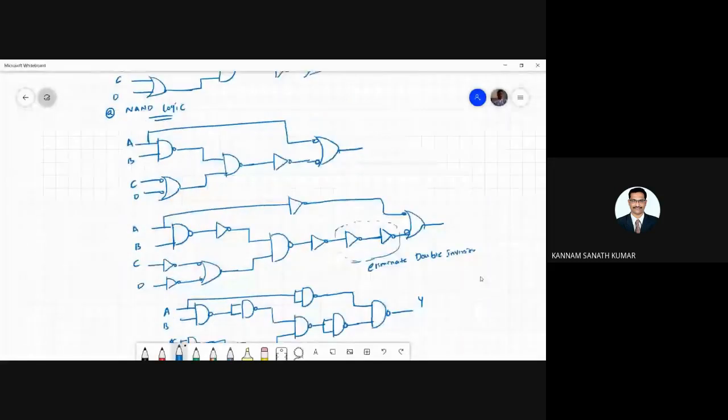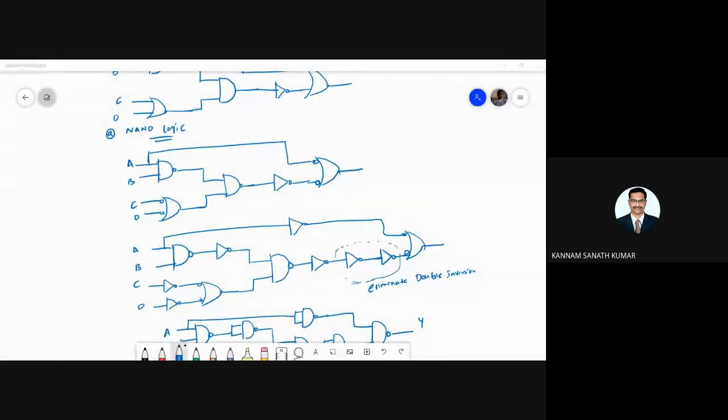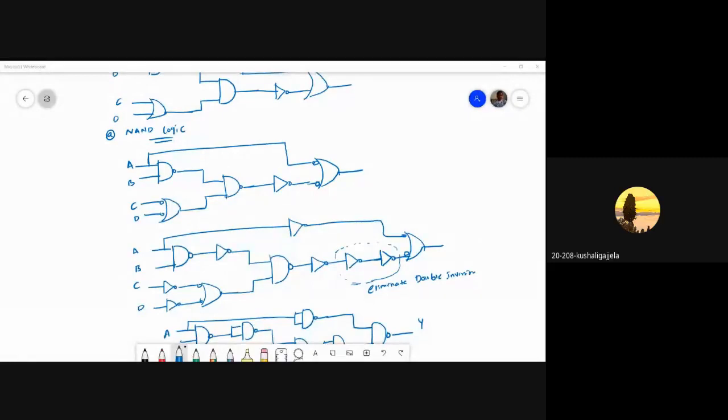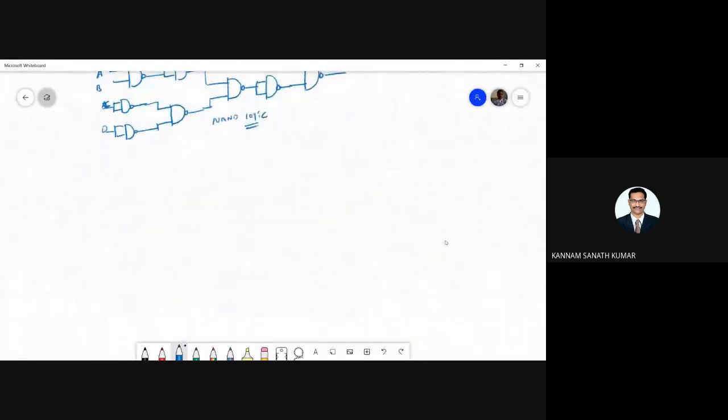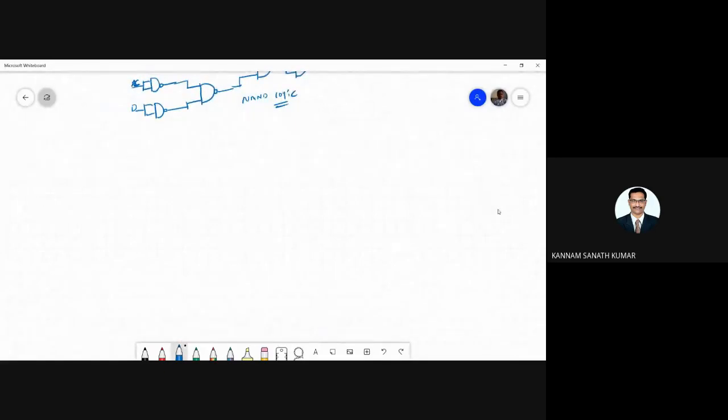Do you understand this? How can we convert this NAND logic to NOR logic? Yes, sure. Understood, sir, the same thing. You need to convert this given expression into NOR logic. So this is the AOA logic. You have to convert the given AOA logic into NOR logic.